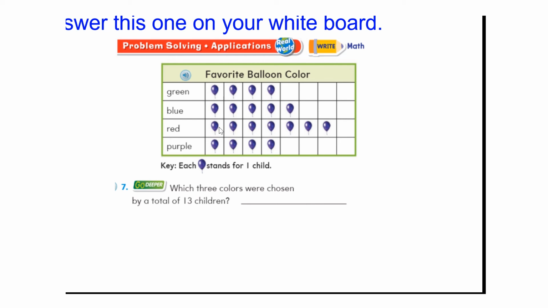So we have 1, 2, 3, 4, 5, 6, 7, 8, 9, 10, 11, 12. I don't think that we're going to be able to use this one with any of them. So we have 4 and 4 is 8, 9, 10, 11, 12, 13. So green, blue, and purple all add up to 13. We can't use that red line because that's too many if we want to add 2 more colors here.